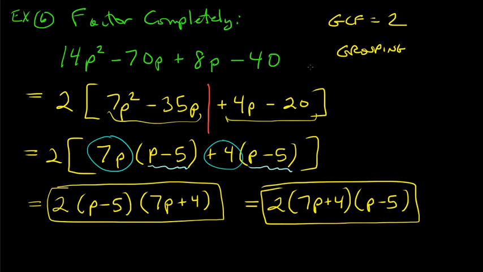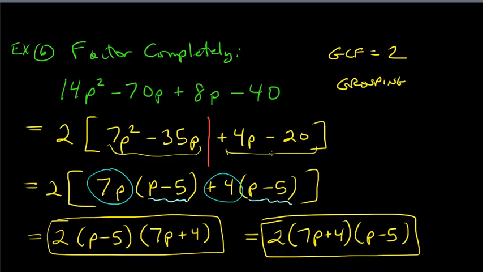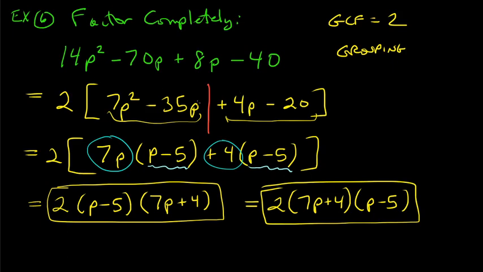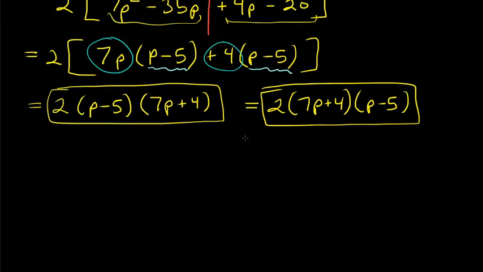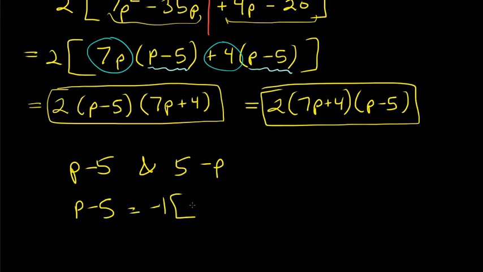All right. So I hope this helps. This should give you enough information to be able to do the homework and the quizzes. Most of them are not going to be any trickier than this. Again, the thing you have to watch out for is, say, p minus 5 and 5 minus p, because those are opposites.